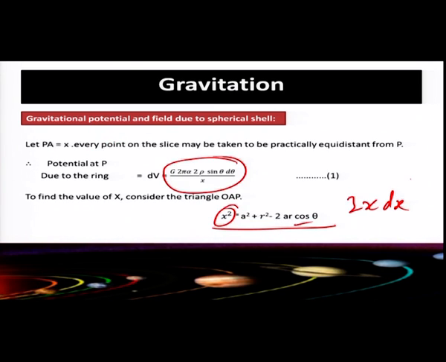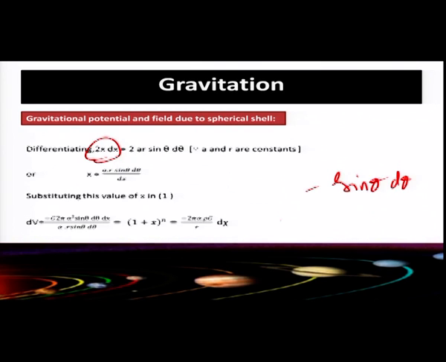Already you have a minus sign here, and already there is a minus sign here. Therefore, it is 2ar sin theta d theta. Therefore, 2x dx is equal to 2ar sin theta d theta. So, from this we will calculate what is x. So, x is ar sin theta d theta by dx.